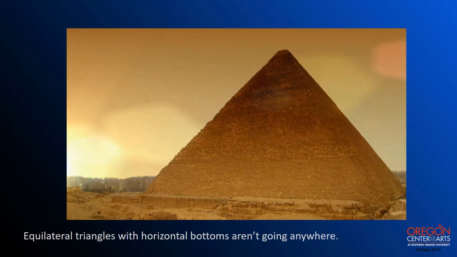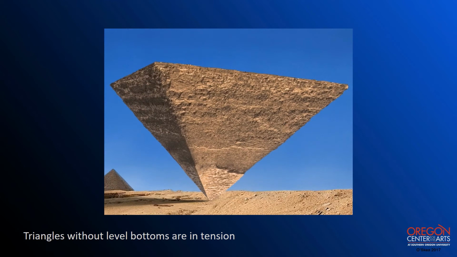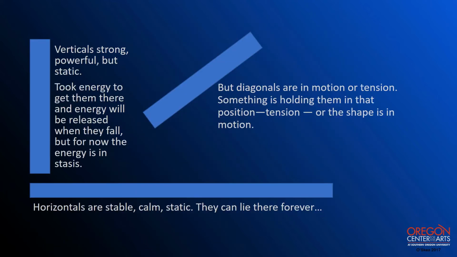So equilateral triangles with horizontal bottoms aren't going anywhere. Very strong, they're going to be there forever. But flip it upside down, triangles without level bottoms are in tension, or they're being balanced, or they're in motion, right? This pyramid can't stay this way for long. So just to recap all of these, horizontals are stable, calm, static. They can lie there forever, right? If there's a column lying in the woods, it'll be there until it breaks apart.